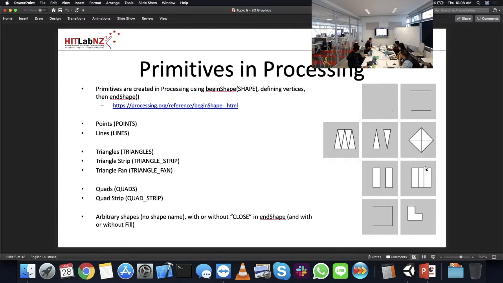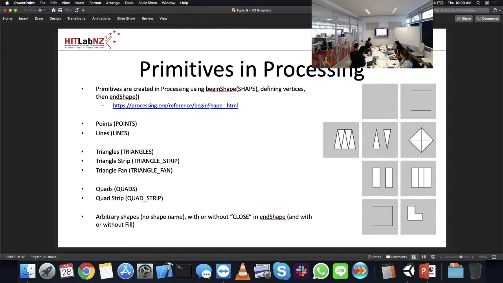5, 6, 7, 8, sorry, 5, 6, 7, 8. And those are available. So basically all of these ones up here are available in every graphics engine. Most commonly, people are concerned with triangles because, as we saw in the Unity models, you can make anything out of triangles. Processing also provides a couple of arbitrary shapes.